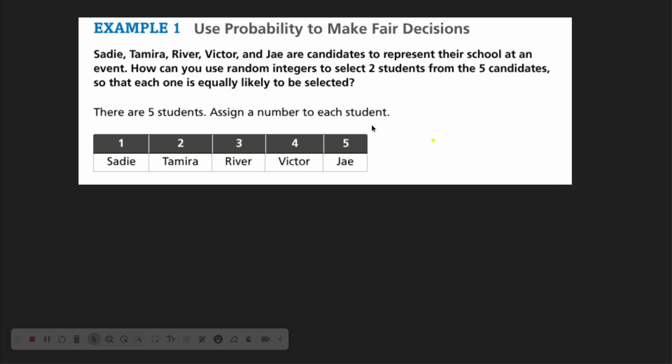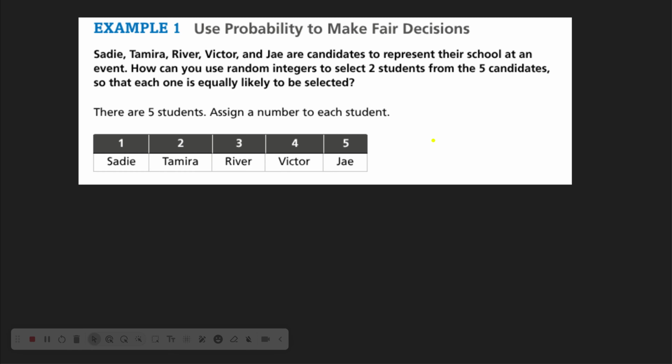I should have substituted it with some of the names in this class, but I didn't. But so now we're talking about Sadie, Tamira, River, Victor, and Jay. 2 of these 5 people will be selected to win the game. How can we create a fair situation to do this? Well, I'm just going to show you. There's a lot of ways.